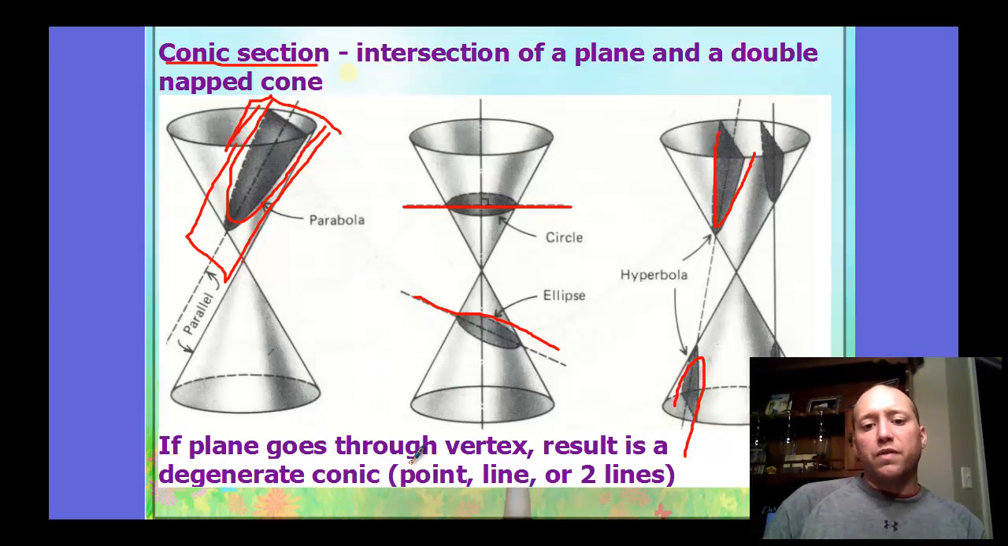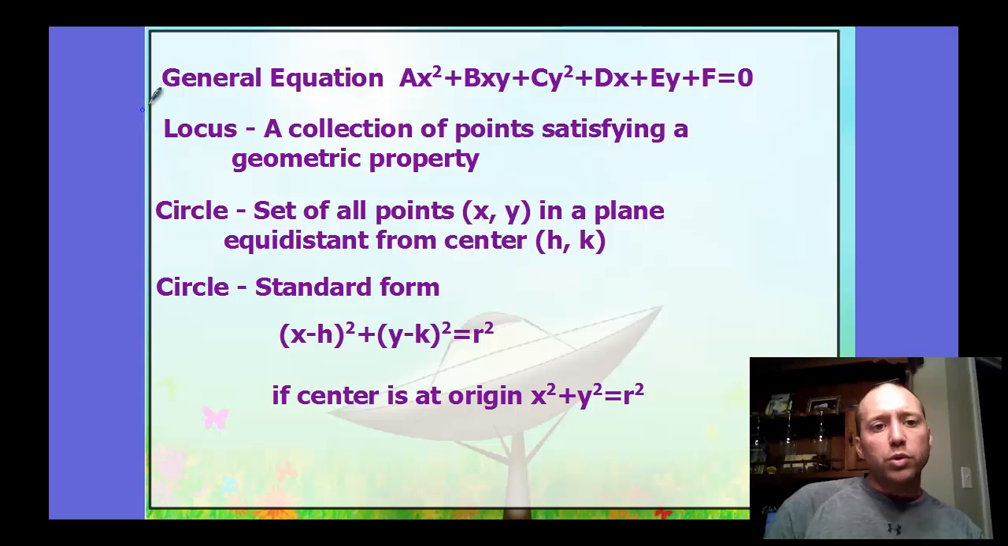So if a plane goes through the vertex, the result is a degenerate conic. If the plane goes through this vertex, where the two cones intersect, you get a degenerate conic. You can see how if the plane lines up right here, it's not just a single point. You actually get a line, and then you can get a single point if you come straight through the point.